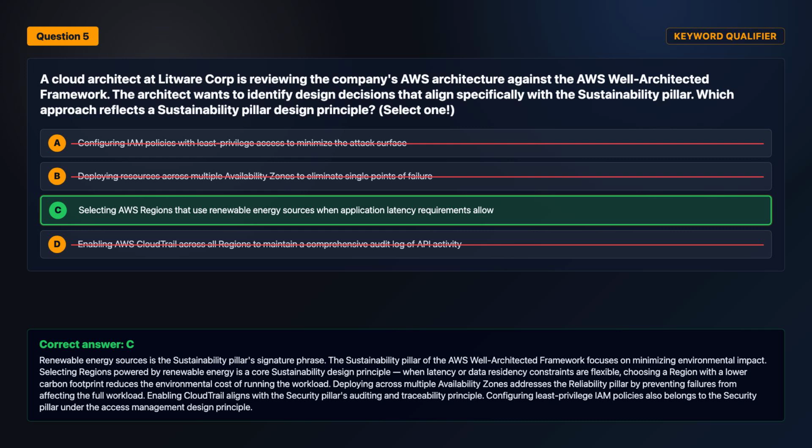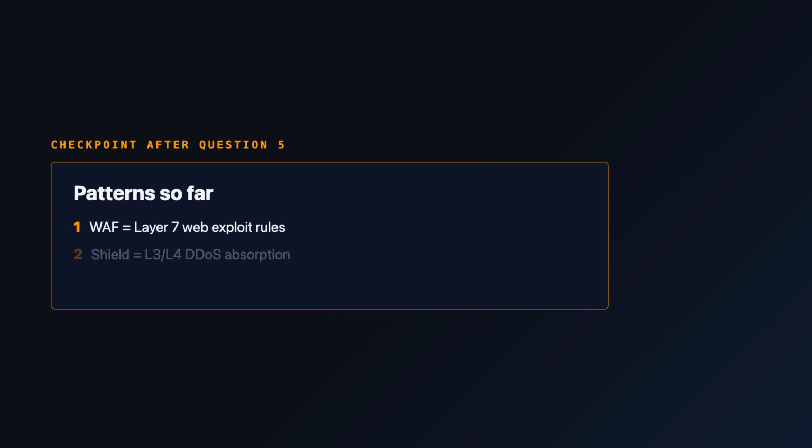of running the workload. Deploying across multiple availability zones addresses the reliability pillar by preventing failures from affecting the full workload. Enabling CloudTrail aligns with the security pillar's auditing and traceability principle. Configuring least privilege IAM policies also belongs to the security pillar under the access management design principle. Security services dominated the first 5 questions and each has a strict lane. WAF blocks web exploits at layer 7. Shield absorbs network floods at layer 3 and 4. GuardDuty reads logs for behavioral threats.